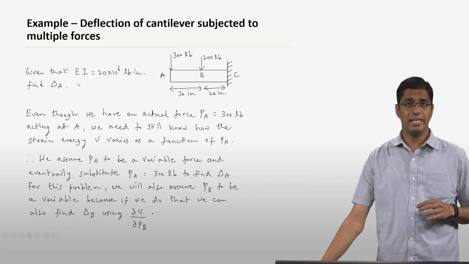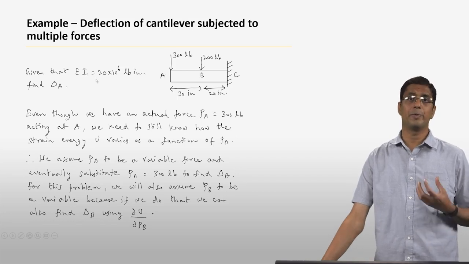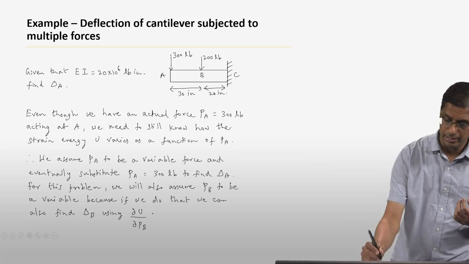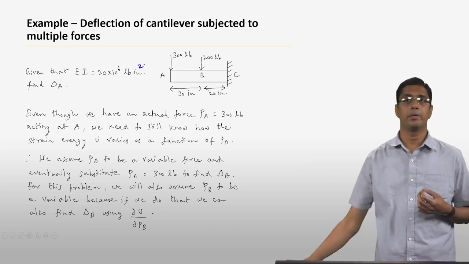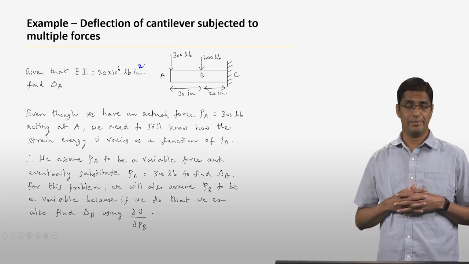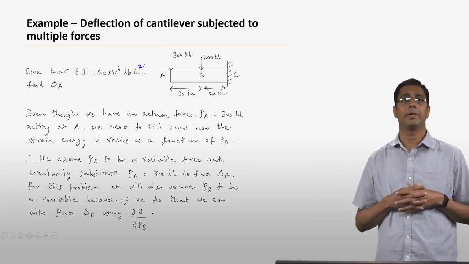In this case, you are also given the bending rigidity as a numerical value. It is 20 times 10 to the 6 pound inch square. I made a mistake here, it should be pound inch square. And we are asked to find delta A, which is the deflection at point A.